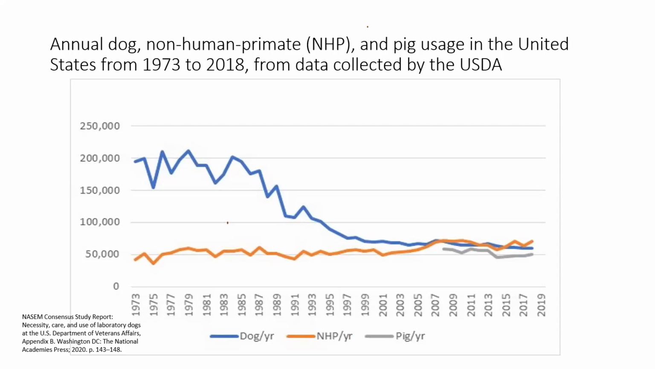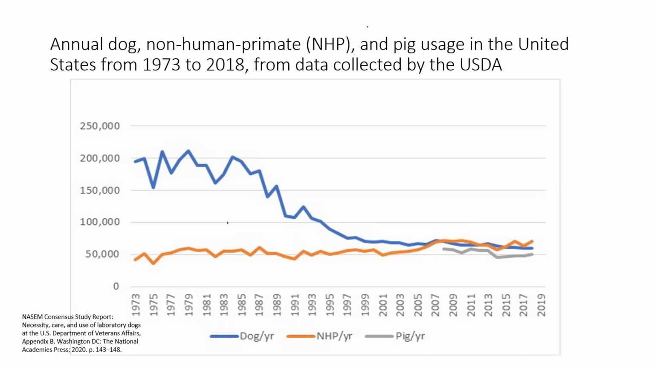The next slide addresses that single exception that I just referred to. Again, the blue line is the same dog data you've seen before. The orange line is the use of non-human primates, predominantly cynomolgus and rhesus macaques in the United States, over the same period. And as you can see, although the absolute number is much less than dogs in the early years, there has been a steady, slow upward trend in the use of non-human primates over the same period that dog usage has so dramatically decreased.